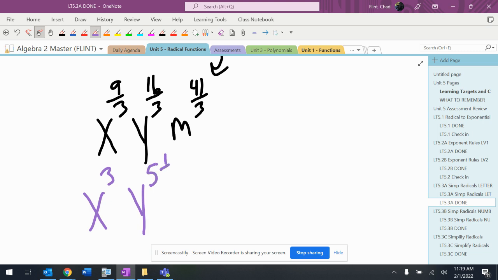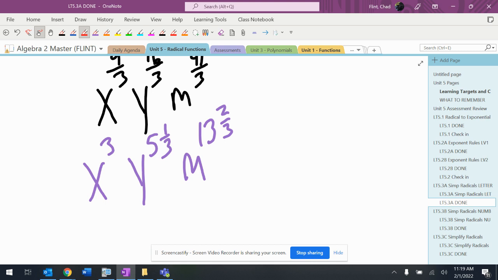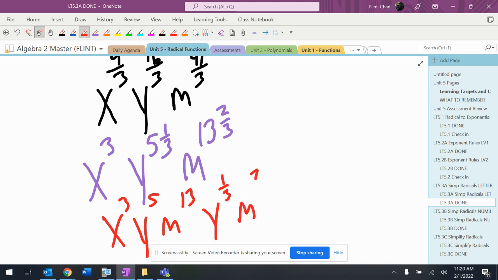Y to the 5 1/3 and m to the 13 2/3. All right, so 13 2/3. So now I'm going to rearrange this here. So it's going to be x to the third, y to the fifth, m to the 13th, and then I'm going to put the fractions last here. y to the 1/3, m to the 2/3.